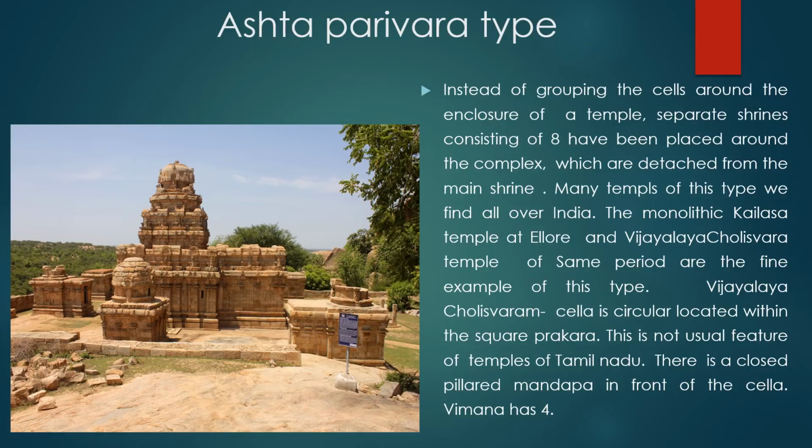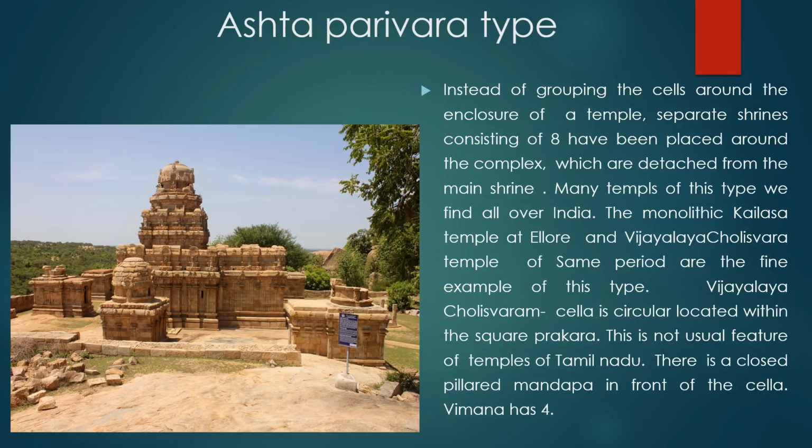In Vijayalaya Cholisvaram, the cella is circular, which is accommodated within the square prakara. So we have the inner wall in a circular manner and encircled by a square prakara. This is a early Sandhara type temple. This is the rare type we have come across in this region. This is not a usual feature of temples of Tamil Nadu. There is a closed pillared mandapa in front of the cella.